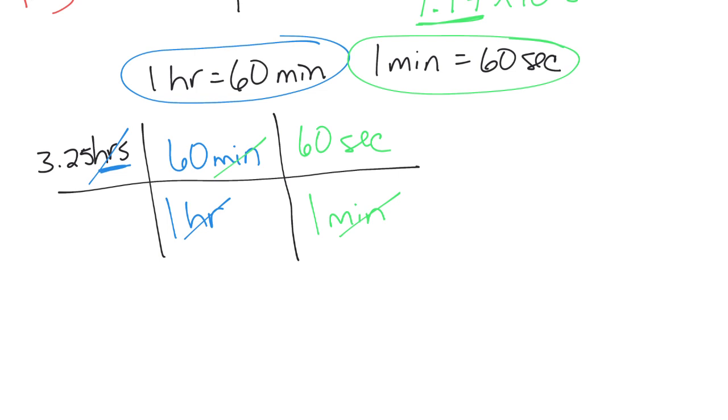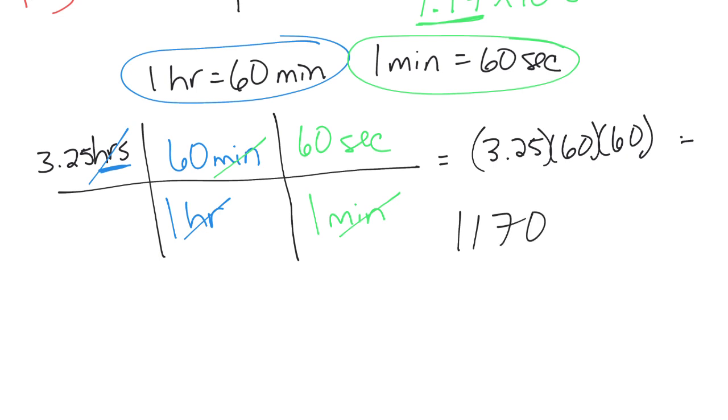Now our minutes cross out, and you make sure everything's crossed out. So the best thing to do is cross out your units as you go, and that way you know you're not screwing up. So now it's going to be 3.25 times 60 times 60, which is again 11,700 seconds. Okay. So it's 1 or 2 steps depending on which one you want to do.